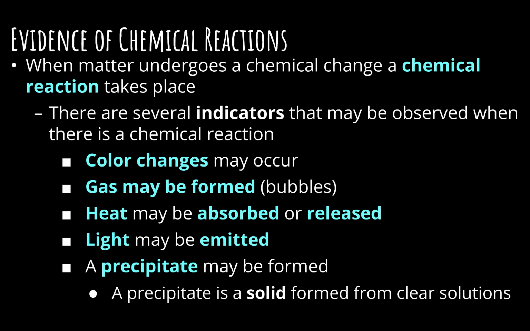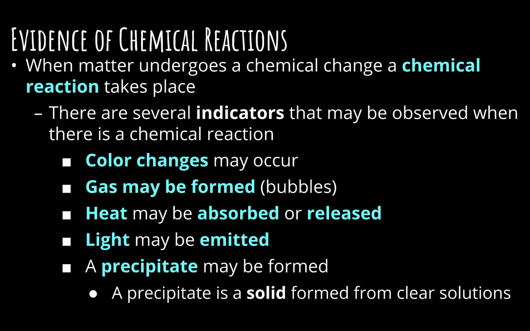The first one is a color change, and you have to be careful with a color change because sometimes things change color as a result of mixing food coloring, but sometimes the color change is the result of an actual reaction. We'll do lots of examples and talk more about that one in class. You could have a gas being formed. If the gas is formed in solution, then you'll see bubbles. If a gas is formed and you don't see bubbles, there are some other ways to test for different gases.